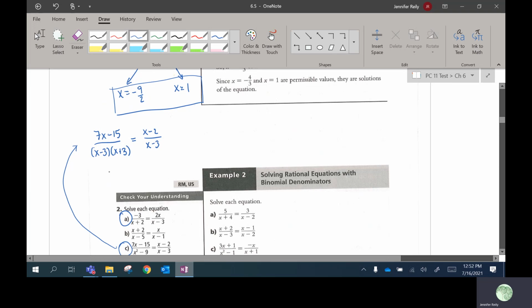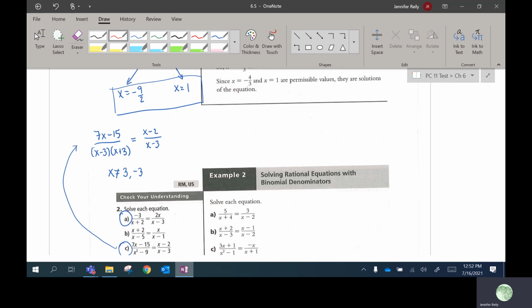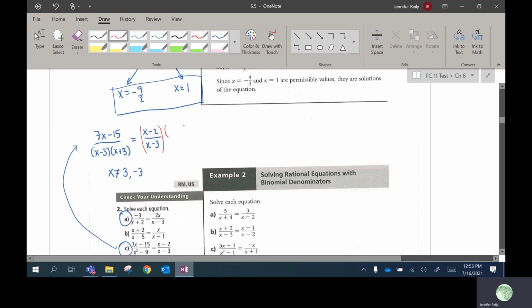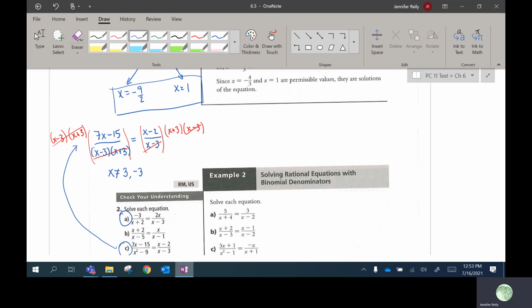Okay. Non-permissible values, x cannot equal 3 or negative 3. That would make the denominator 0. Okay, let's multiply now by something that's going to cancel out the denominators. And I need to multiply by the same thing on both sides. So I'm going to multiply by both factors that I see there, x plus 3 and x minus 3. On the left-hand side, those completely get canceled out. And on the right-hand side, just the x minus 3 gets canceled out.